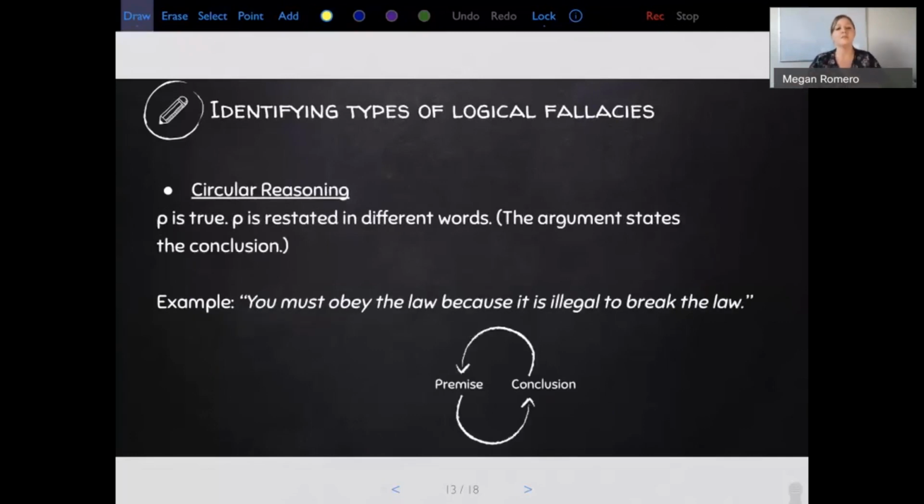Circular reasoning. P is true. P is restated in different words. The argument states the conclusion, for instance. So example, you must obey the law because it is illegal to break the law. Well, illegal to break the law means you should obey the law. So it said the same thing twice, essentially.